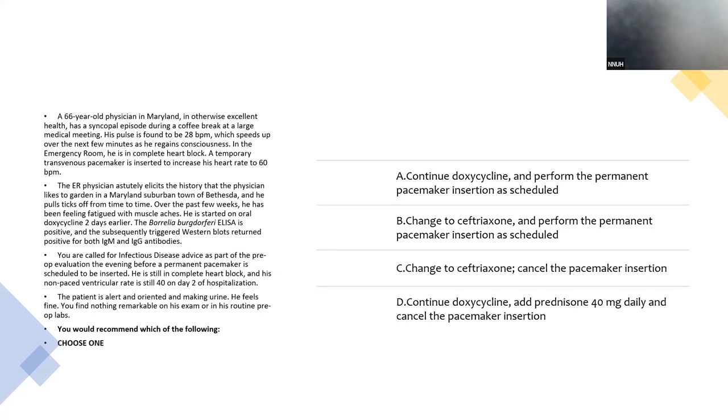What about pacemaker? That's the crucial point in this question. This is Lyme carditis. The patient has heart block. What to do? Ceftriaxone is correct, but the other part of the question is pacemaker or no pacemaker? Pacemaker. We should go for Berman pacemaker.